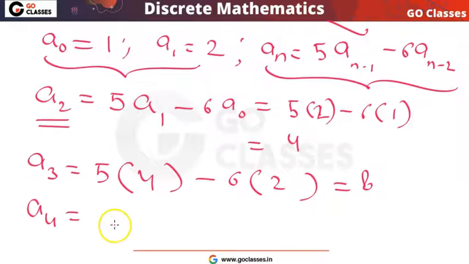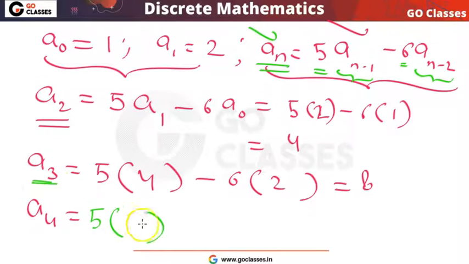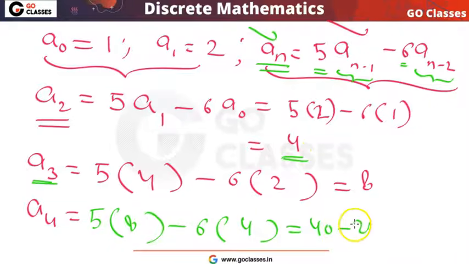Now we can calculate a4 also. What is this equation telling us? This equation is saying that any term an is 5 multiplied by the previous term minus 6 multiplied by an minus 2. So what is a4? That is 5 multiplied by the previous term, minus 6 multiplied by a2, which is 4. So this value we got is 16.